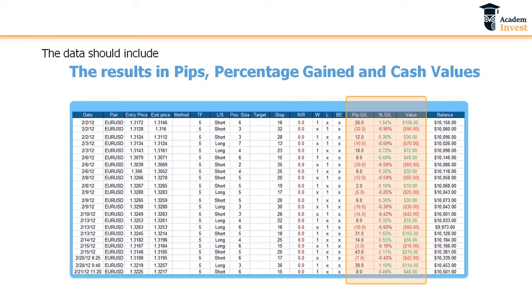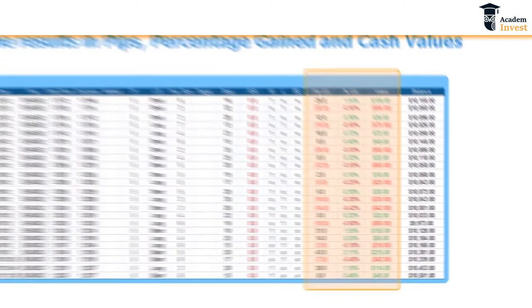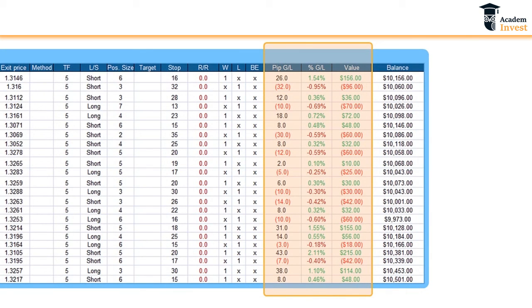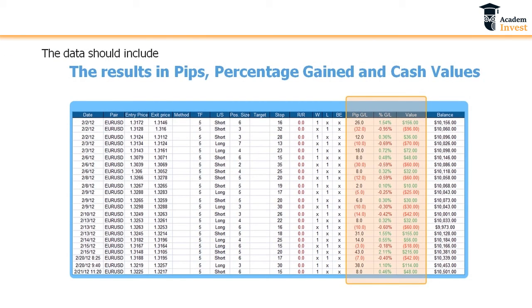It is important for you to record the final results of your trading in pips, percentage gained on the trade, and the cash value. This allows you to keep a check on the profitability of the strategy over time. For instance, you may notice that the system is becoming gradually less profitable. This could be the result of changing market conditions or of not following the rules of your system. Either way, you can investigate whether the strategy is worth pursuing in changing market conditions or whether you need to make some adjustments to your trading.